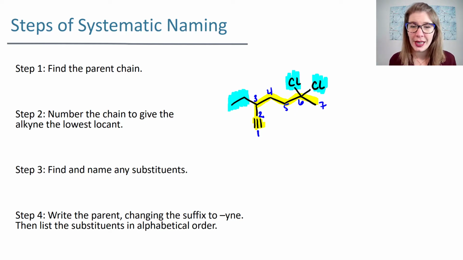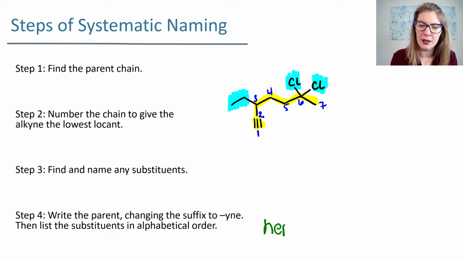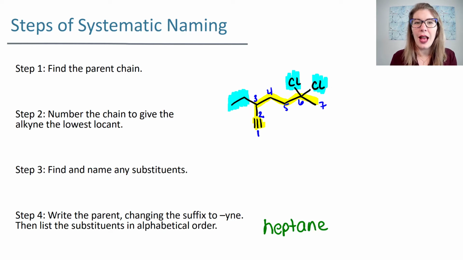And now let's write the whole name. Our parent is going to be based off of heptane because we have 7 carbons. But for alkynes, what you do is you drop the A and E ending and put Y and E instead. So this is going to be heptyne. You need to be able to include where the location of the triple bond is. It's not always going to be at carbon 1, so you have to tell the reader the location of the triple bond.